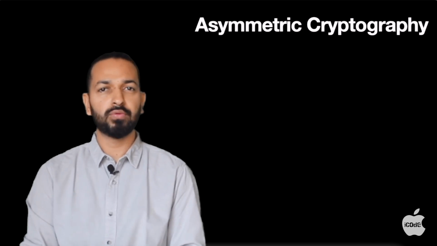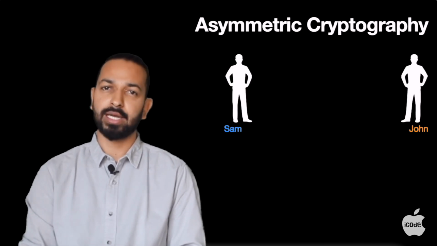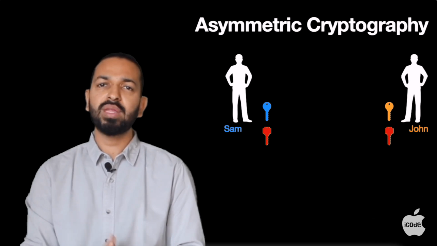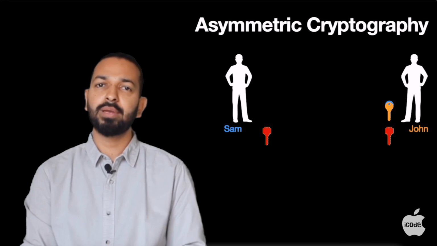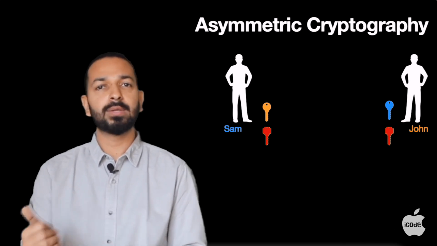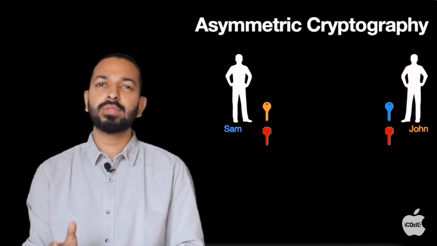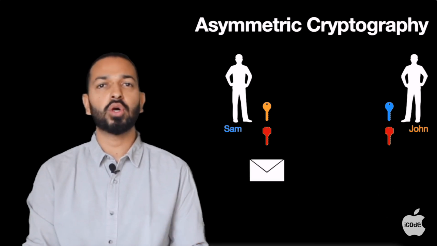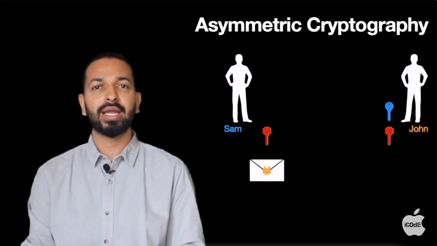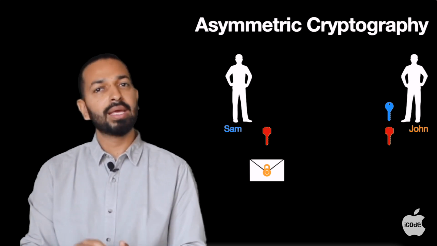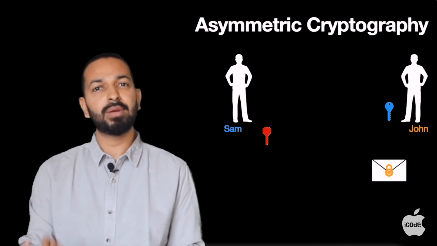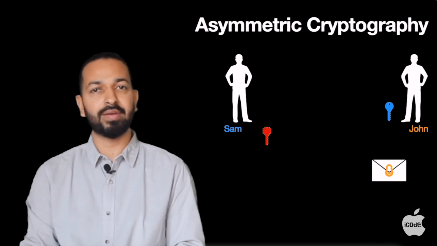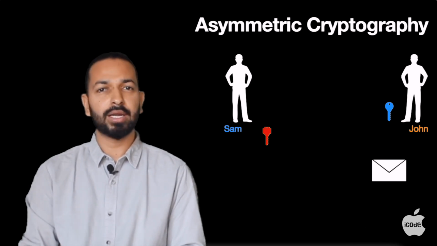Assume that Sam and John are two friends and they decide to encrypt their chat. For doing this, both of them create a pair of keys, a public key and a private key. Sam gives his public key to John and John gives his public key to Sam. Now when Sam needs to send a message, he encrypts it using John's public key, and when John receives it, he decrypts it using his private key. The same is done by John. He encrypts the message using Sam's public key, and when Sam receives it, he decrypts it using his private key. This is the concept of asymmetric cryptography that Apple uses for signing our code.